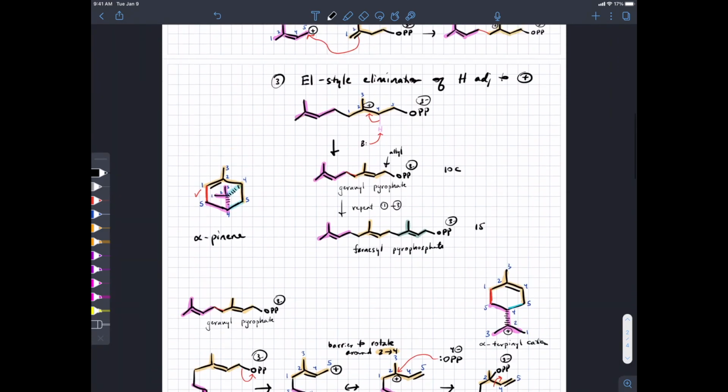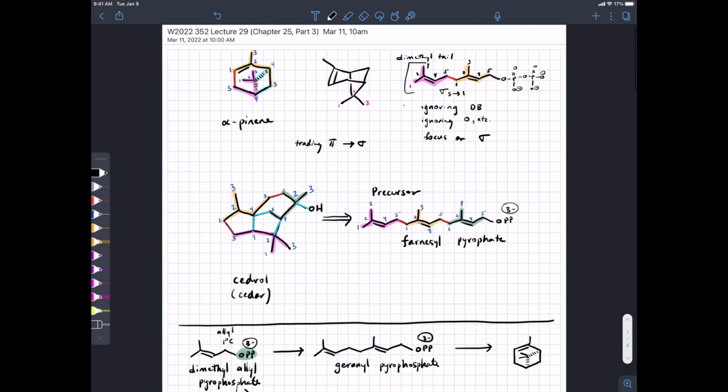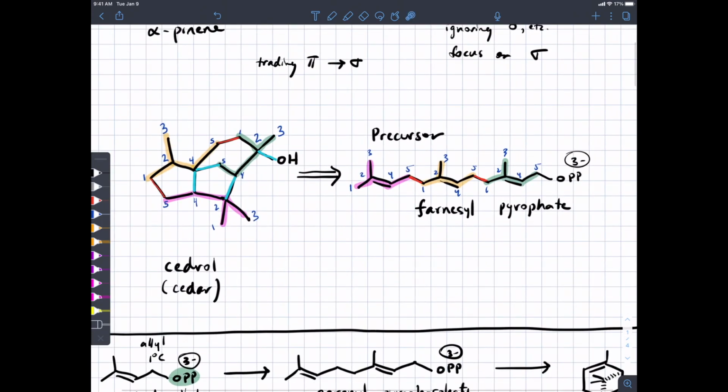Now, your assignment for this weekend is to figure out a reasonable mechanism for getting from this precursor to cedrol. Yeah, I'll put it in the notes. Focus on the bonds you have to make during the process, and I will see you again on Monday. May the force be with you.